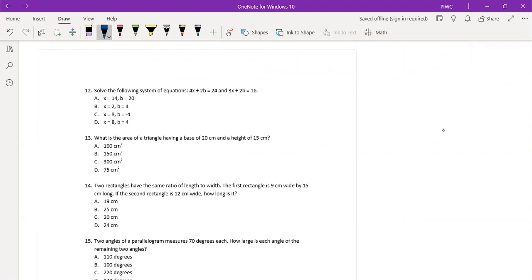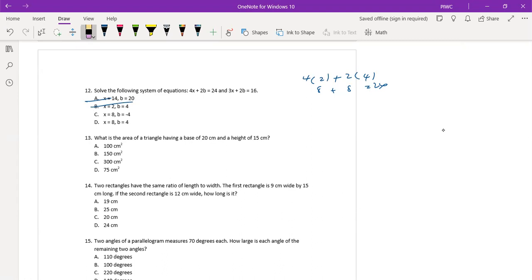If I look at this, if I put 14 in here, it's going to be too large. We have 4 times 14, and then 20 times 2b. It's going to be a big number. So I'm not going to waste my time on this one. Now, if I look at the next one, 2 and 4. Okay, let's look at 2 and 4. 4 times 2 plus 2 times 4. 8 plus 8 doesn't give me 24. So it means that this is not good.